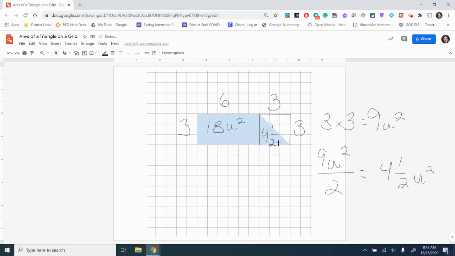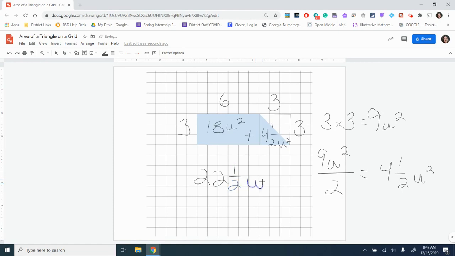So how are we going to find the area of the entire figure? Well, we have the area of this rectangle, which is 18 units squared, and the area of this triangle, which is 4.5 units squared. So we're going to add those together. 18 plus 4.5. So I know that 18 plus 4 is 22, plus the half. The area of this composite figure is 22.5 units squared.